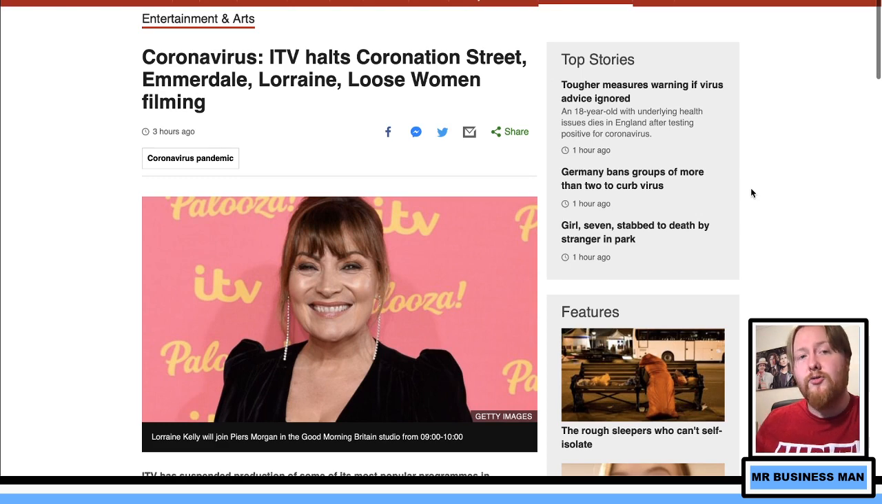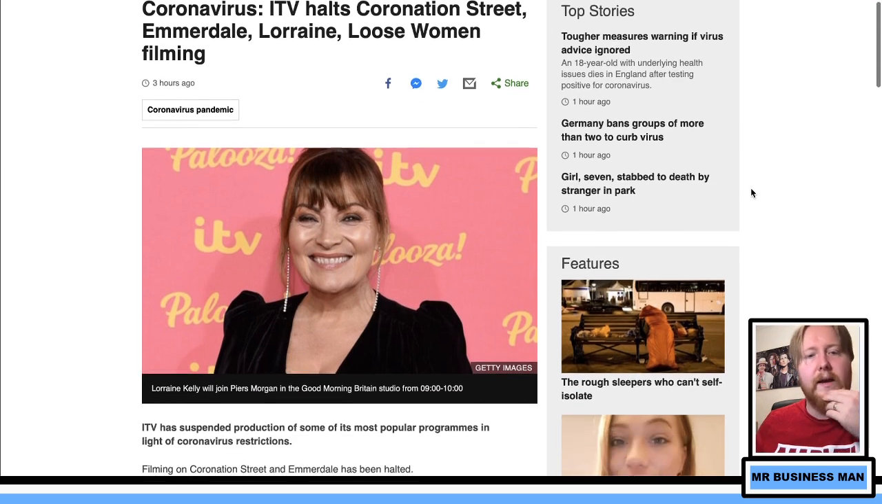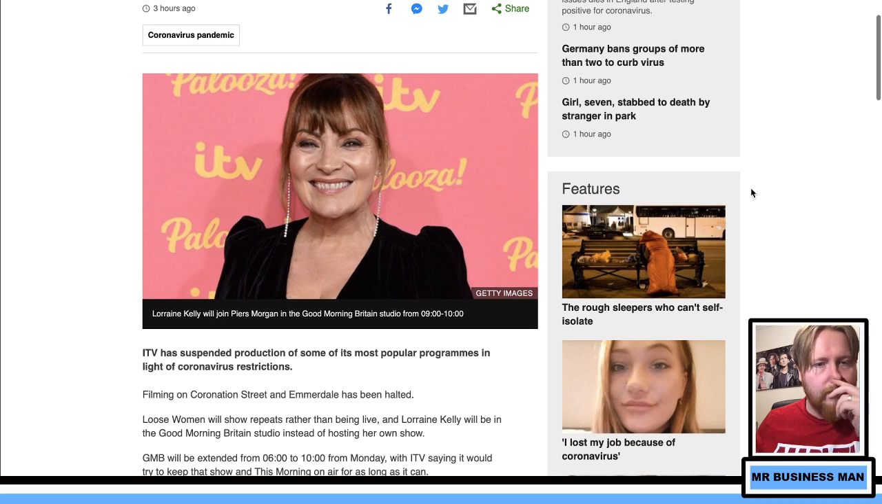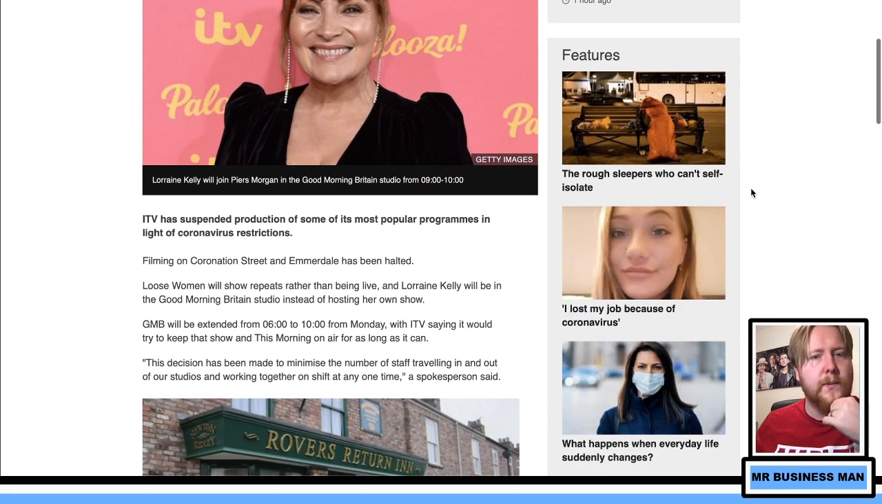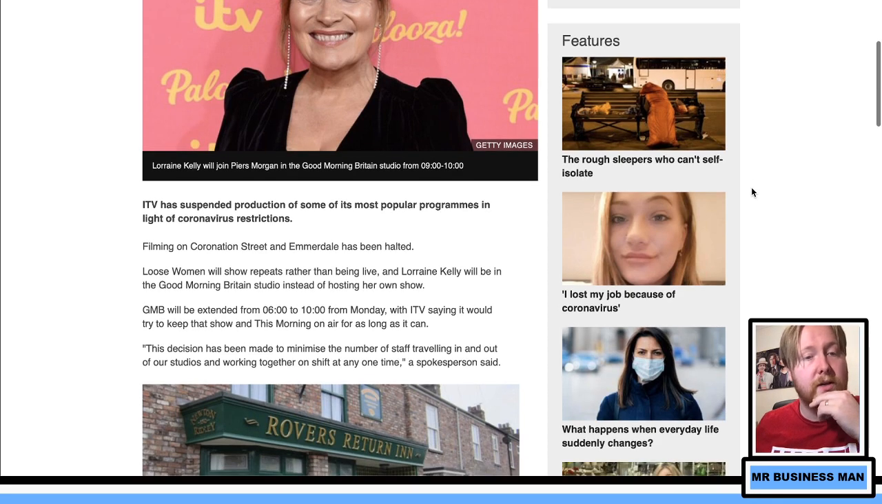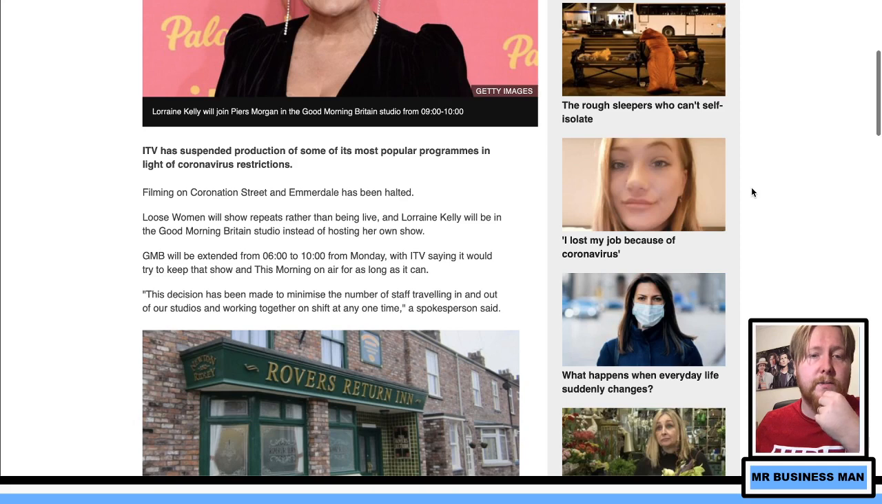ITV halts Coronation Street, Emmerdale, Lorraine, Loose Women filming. Lorraine Kelly will join Piers Morgan in the Good Morning Britain studio from 9 till 10. ITV is suspending production from some of its most popular programmes in light of the coronavirus restrictions. Filming on Coronation Street and Emmerdale has been halted.